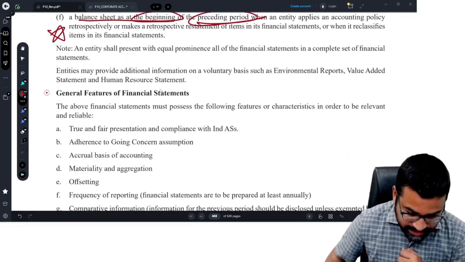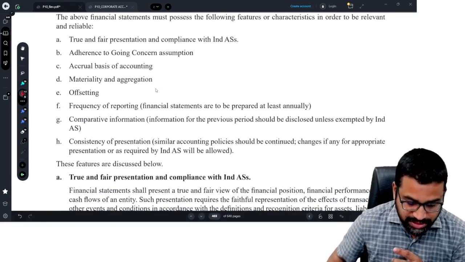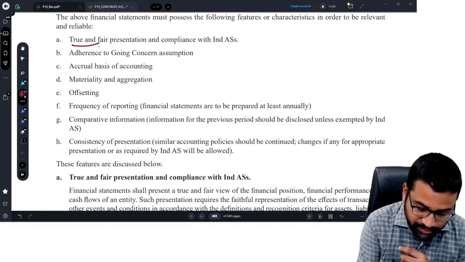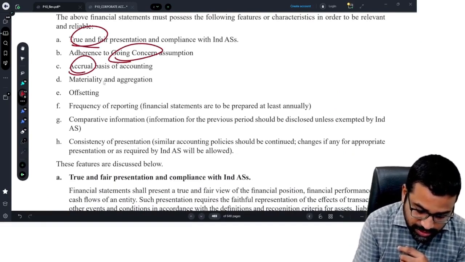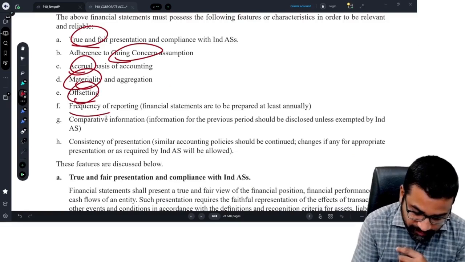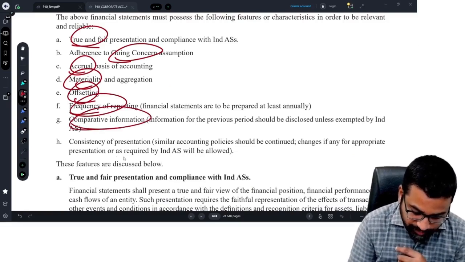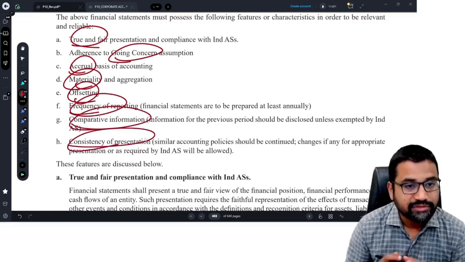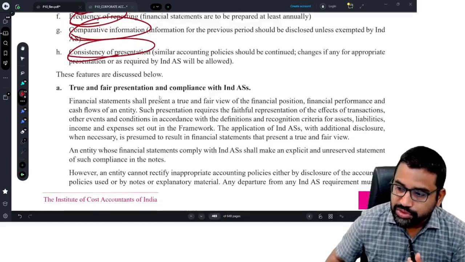Next, what are the general features of financial statements? This topic also I discussed. True and fair view, going concern, accrual basis, materiality, offsetting, frequency of reporting, comparative information, consistency of presentation. Now, one by one, suppose true and fair view.